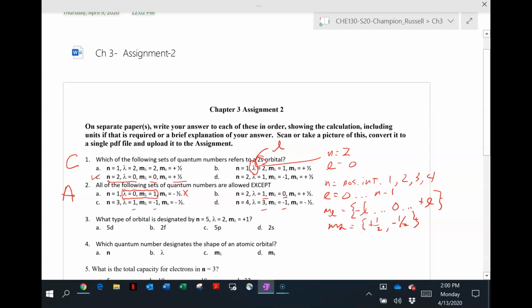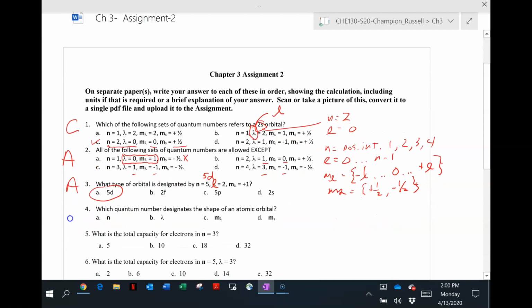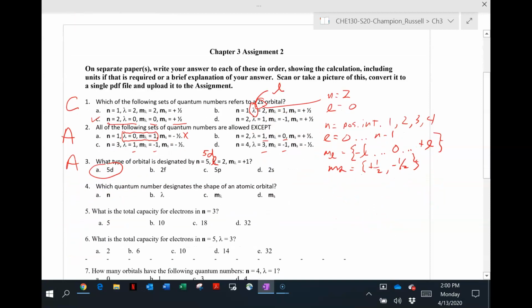Alright, if we're looking at n equals 5 and L equals 2, m sub L is plus 1. The 5 tells us the energy level. L equals 2, L equals 0 is S, L equals 1 is P, L equals 3 is D. So this is a 5D orbital, so A would be the correct answer for that one. Which quantum number designates the shape of the orbital? Generally speaking, the shape is determined by the L value, B. So that would be what we go with there.